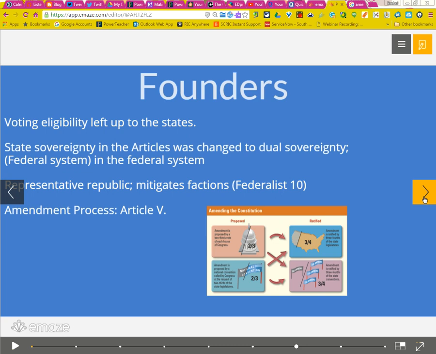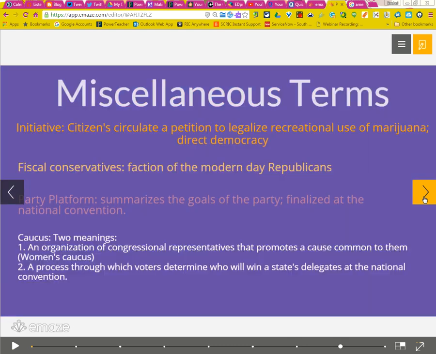The other way to start that is it could be proposed by a national convention called by Congress at the request of 2/3 of the state legislatures. And then it could be ratified by 3/4 of the states or by 3/4 of state conventions.